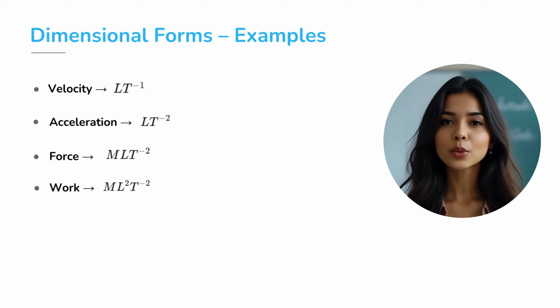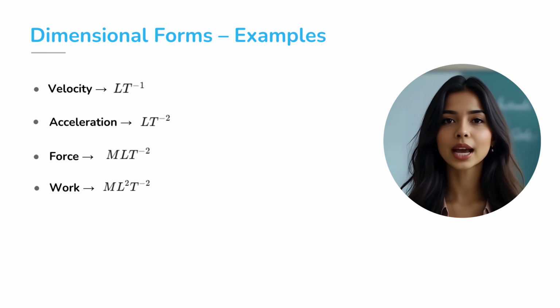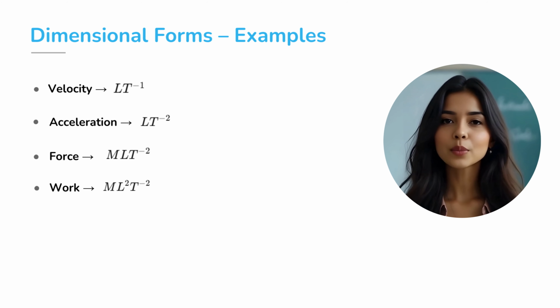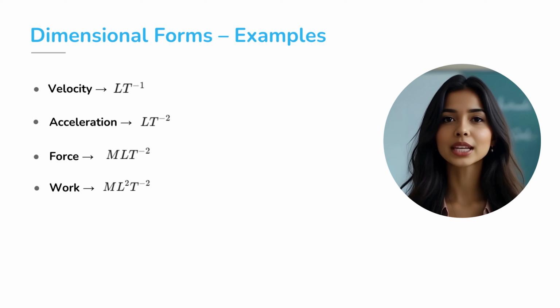Force equals mass multiplied by acceleration, M multiplied by L times T to the power minus 2. Final dimensional form equals M times L times T to the power minus 2. Work equals force multiplied by displacement, M times L times T to the power minus 2, multiplied by L. Final form equals M times L squared times T to the power minus 2. These expressions show us how a quantity is built from base quantities.